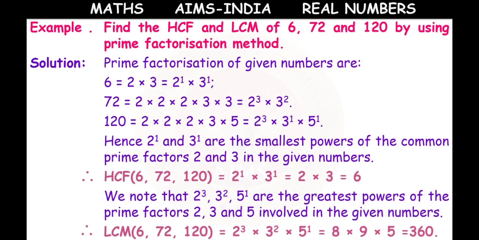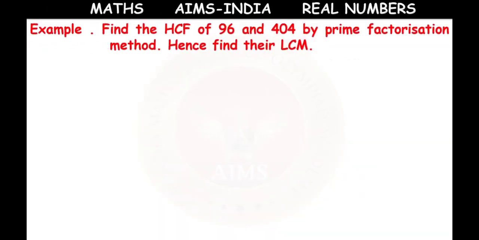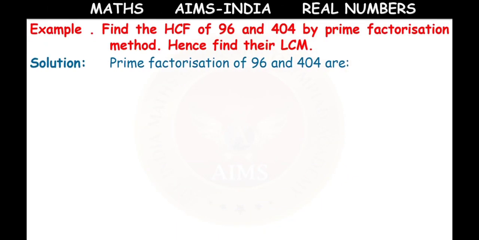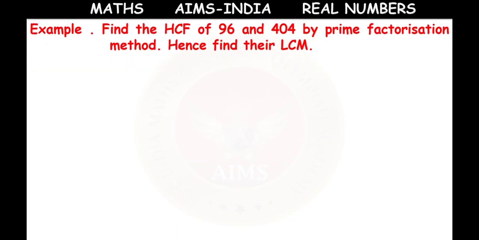Okay, children, all these are the basics. That's why we are covering the examples fast. These basics we have already learnt. Here is one more question. Find the HCF by prime factorization method, hence find their LCM. After finding the HCF, we have to find the LCM according to the relationship, not by prime factorization method.